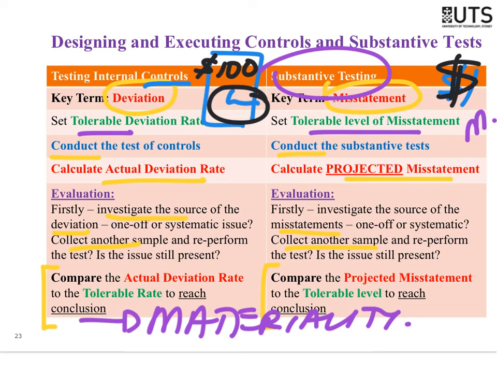It doesn't come into play. You can't use it as a justification for the control not working. It only is a valid consideration when you're doing a substantive test, okay? So please be mindful of that. Materiality is not relevant when you're doing controls testing. It's only relevant when you do substantive testing.